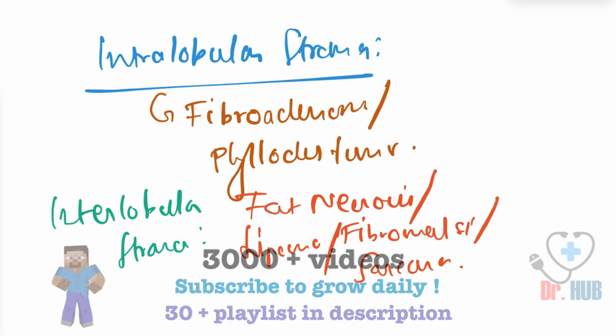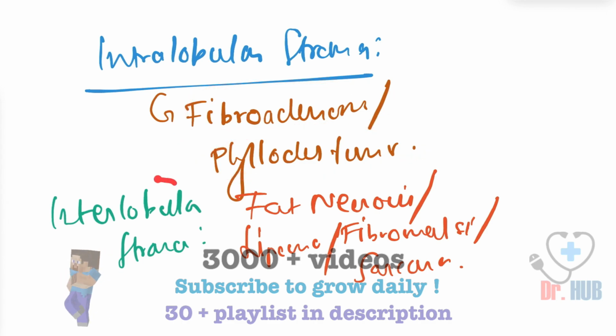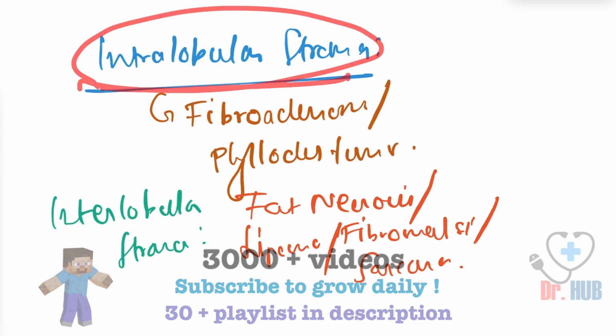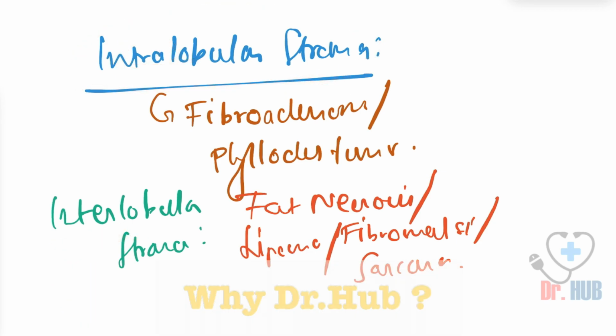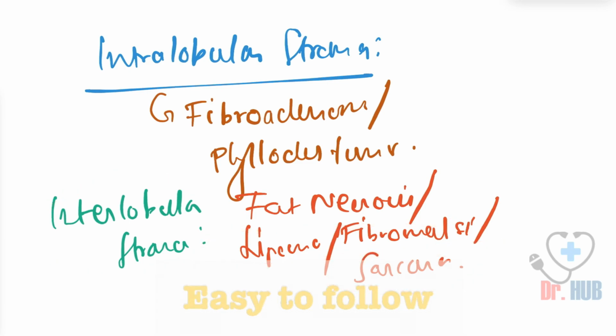Now to recap, we have the intralobular stroma. That includes the fibroadenoma and the phyllodes tumor. Previously what we saw was the intralobular stroma, and this is the inter. This was intra, this is inter. So in interlobular stroma, there is fat necrosis, there is lipoma, fibromatosis, and the sarcoma.